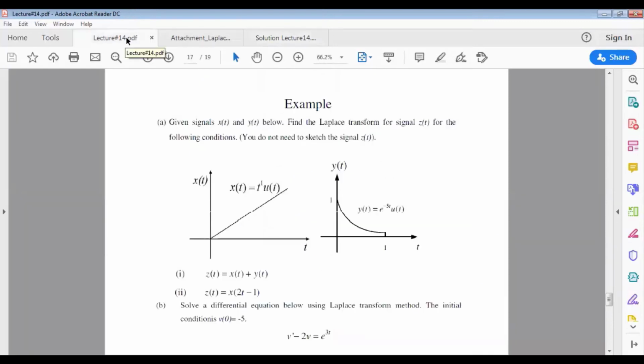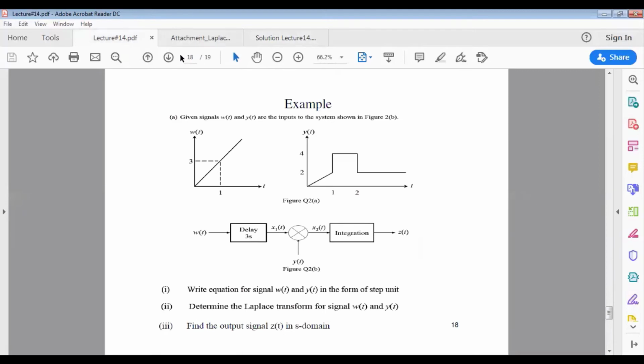I hope it's clear on these examples. Let us proceed with the next example. We are still given two signals. We have w(t), which is basically a ramp function having a slope of 3. Then we are given y(t) in this particular form. The signal extends from 0 to infinity. The same thing happens for w(t), extended from 0 to infinity.